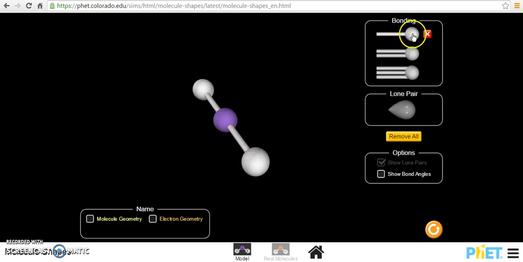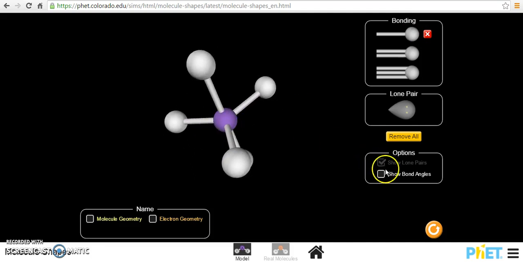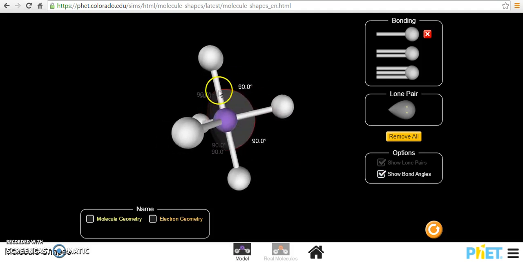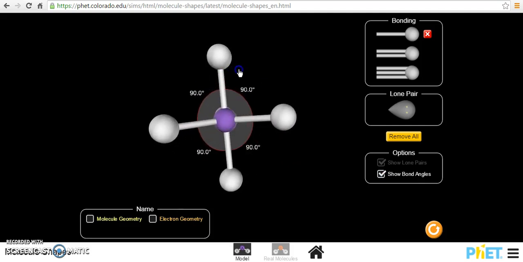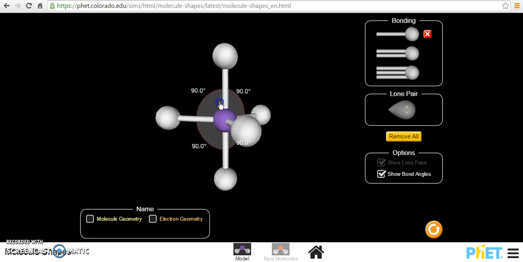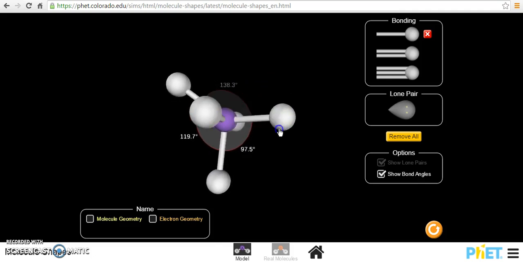So let's add 3 more atoms to this, because one thing I want to note is that you may have to rotate your molecule to see some of the angles. So right here from this angle we can only see the 90-degree angles, but if we rotate it down this way we can see the 120-degree angles. So that's enough of the model.